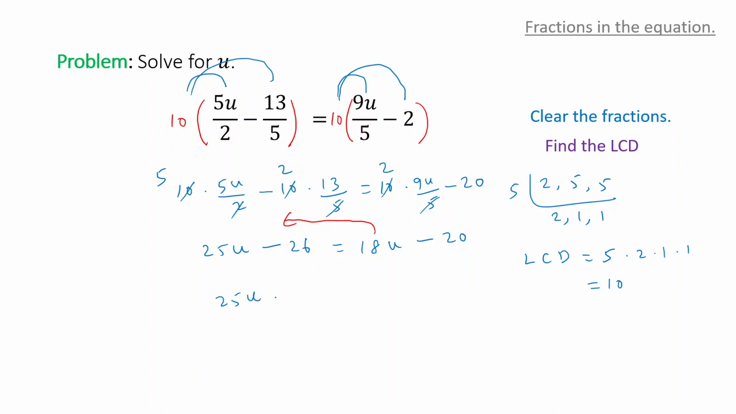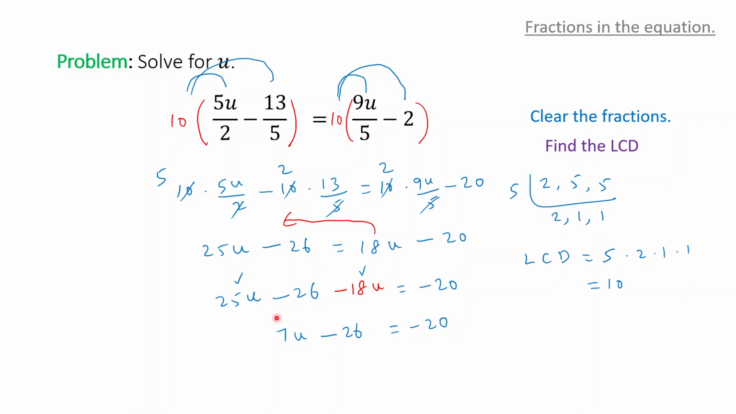25u minus 26. Now if you move this to the left hand side, you need to change the sign. So 18u becomes negative 18u is equal to negative 20. Now combine this and this. 25u minus 18u is 7u minus 26 is equal to negative 20.